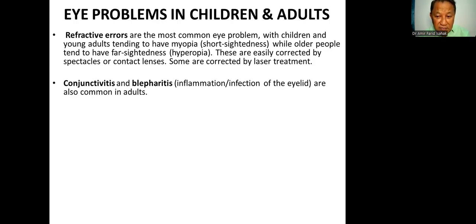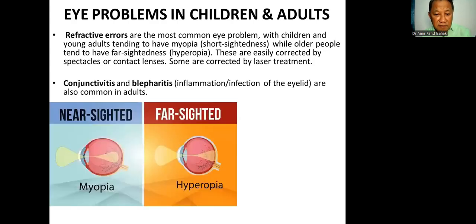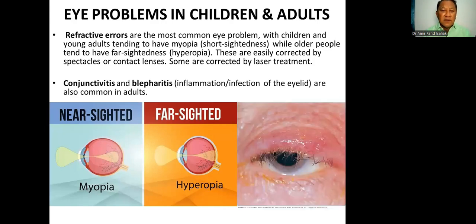Conjunctivitis and blepharitis are also common in adults. Blepharitis is the infection of the eyelid. Okay, so you have problems of short-sightedness or nearsightedness and far-sightedness, and you have the problem of conjunctivitis we saw earlier on, and this is blepharitis, right? The eyelids are infected.